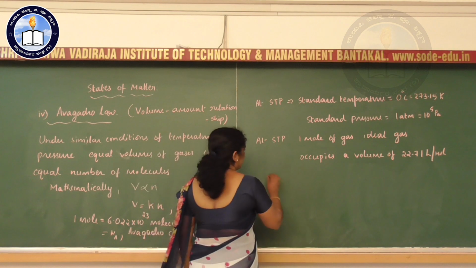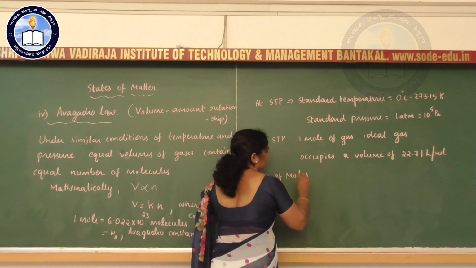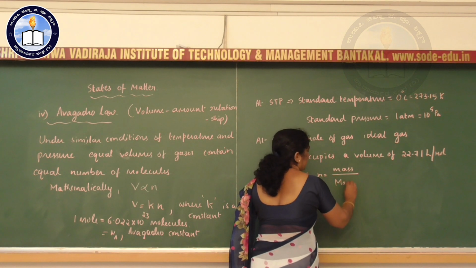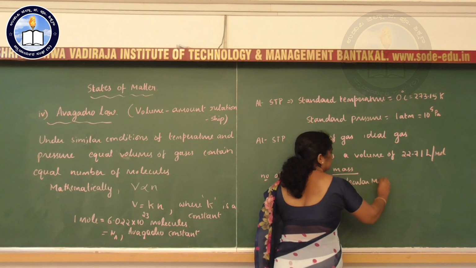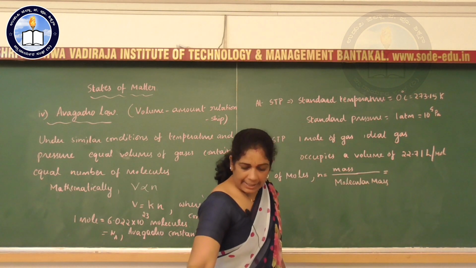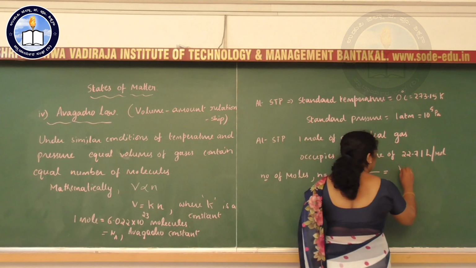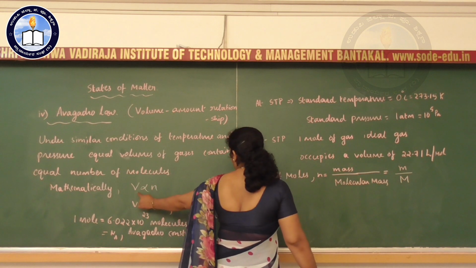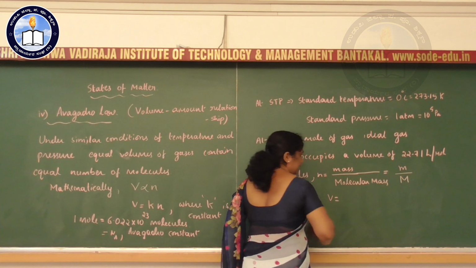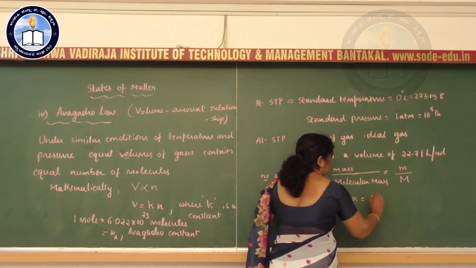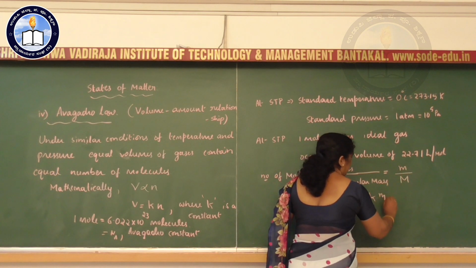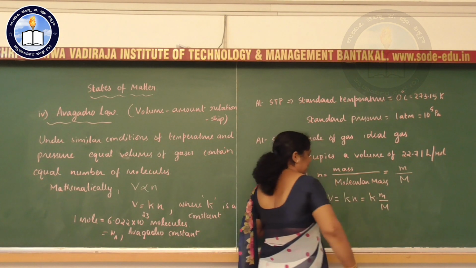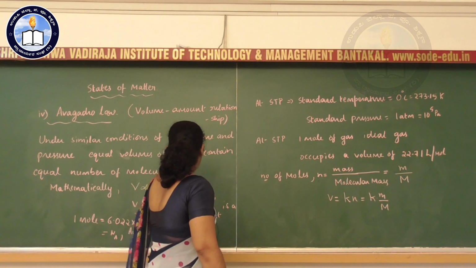Now we know that number of moles n is nothing but mass of gas divided by molecular mass. We can write it as small m mass, capital M molecular mass. If you substitute n value in the mathematical form of Avogadro law, you can write V is equal to K into n, where n is m by M. Okay? Here V is proportional to n, or V is equal to K into n.